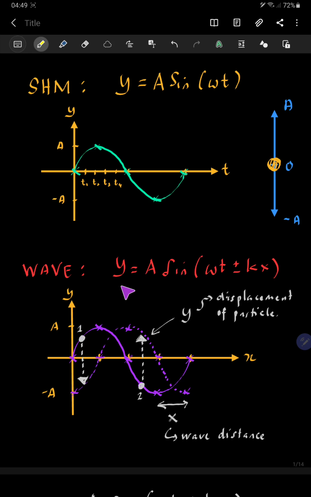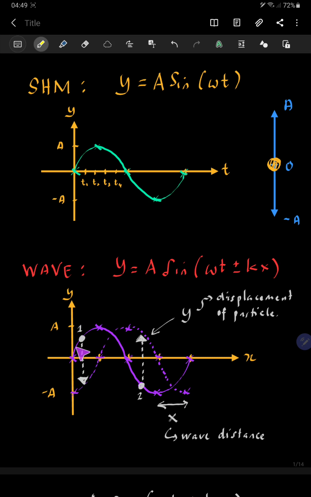But in chapter 10, we are discussing waves. The main equation is y equals a sine omega t plus or minus kx. In this equation, we have two different things. The first one is the simple harmonic motion of the particle, and the second one is the wave propagation, which is kx here.